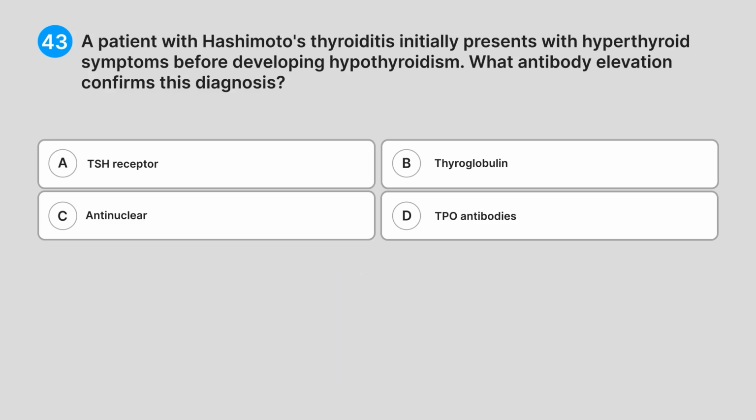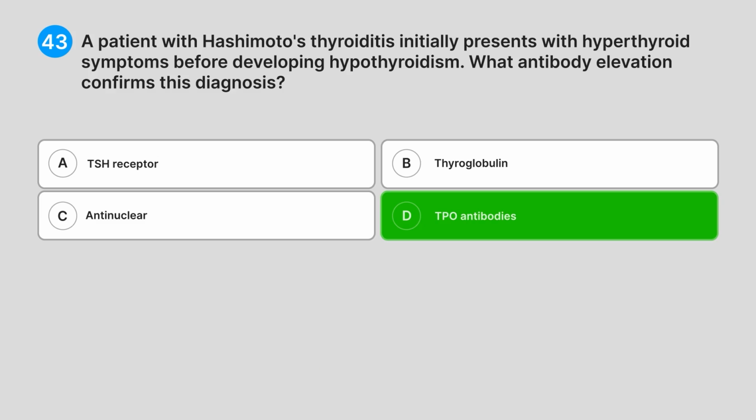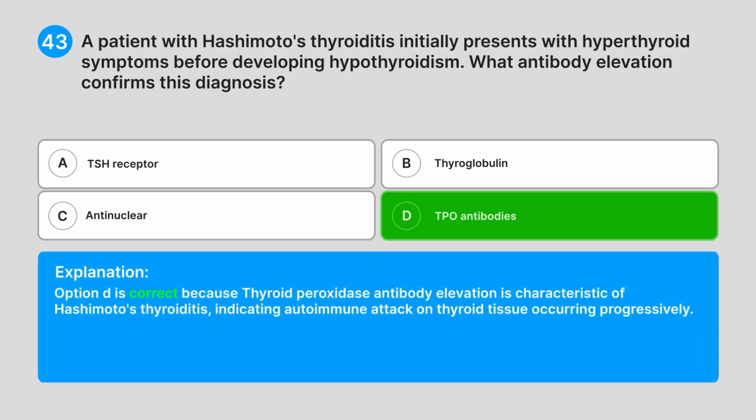Correct answer, D. TPO antibodies. Explanation: option D is correct because thyroid peroxidase antibody elevation is characteristic of Hashimoto's thyroiditis, indicating autoimmune attack on thyroid tissue occurring progressively.